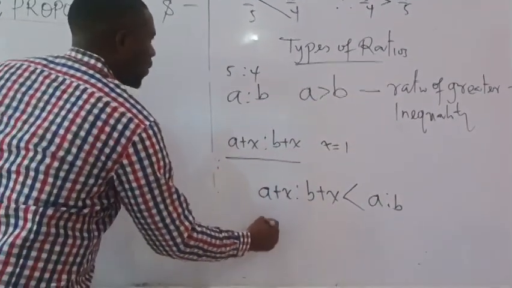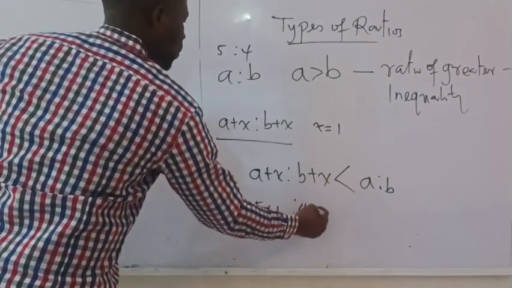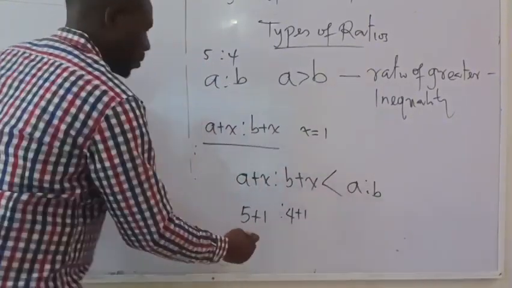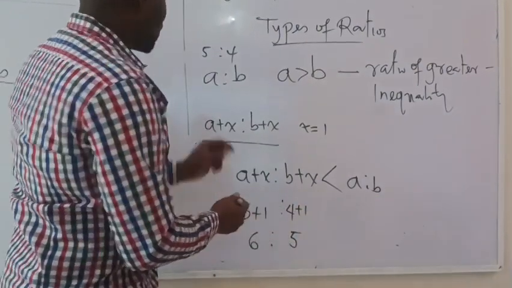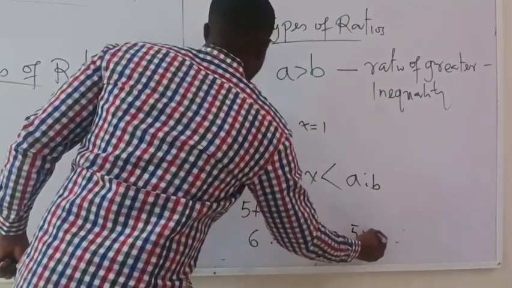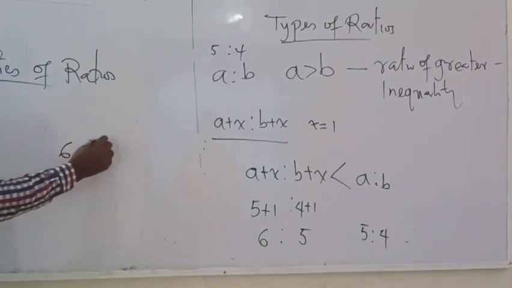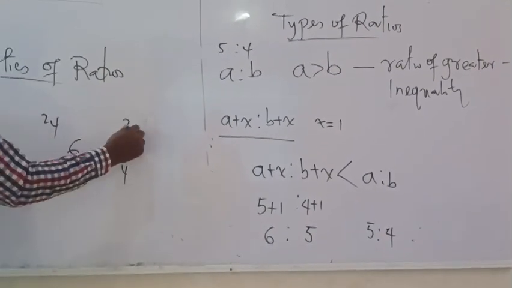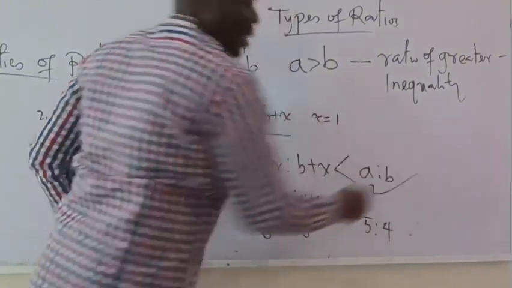This is 5 plus 1, this is 4 plus 1. And let's see if it's less than this. So this is 6 to 5, and this is 5 to 4, A to B. And we can just check that out. 6 to 5, 5 to 4. 6 times 4 is 24, 5 times 5 is 25. So this ratio is more than this, and it validates this fact.